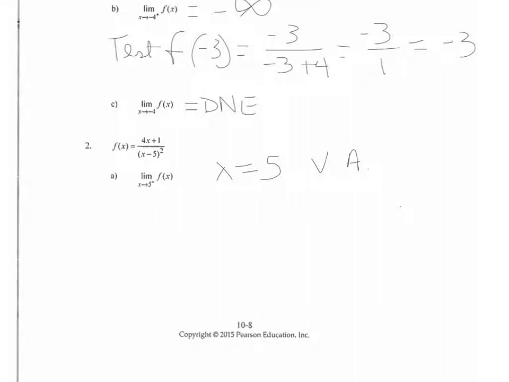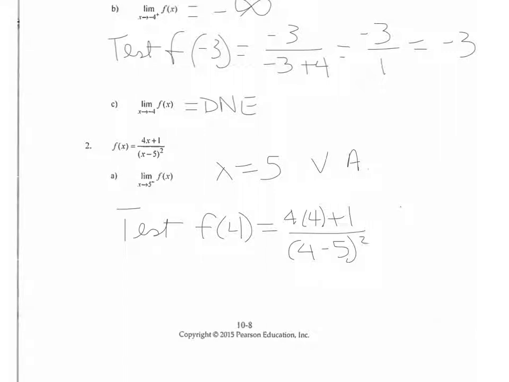It's not indeterminate. So how would we figure out which way this thing is going to be going as x approaches 5 from the left? Well, hang on a second. It's not a -5, it's a +5. So if I'm to the left of +5, I want to use 4. So let's see what happens if we use 4 for x. So I'd have 4 times 4 plus 1 on top over (4 minus 5) squared on bottom.